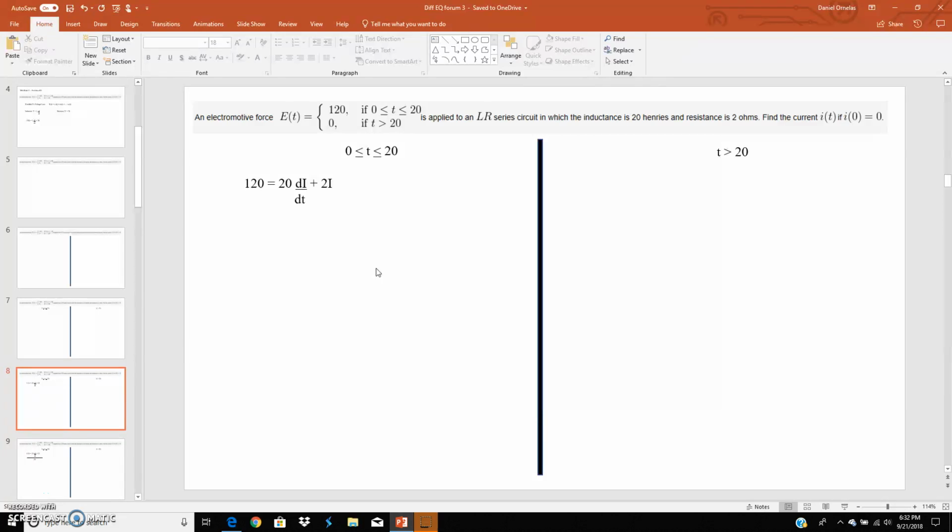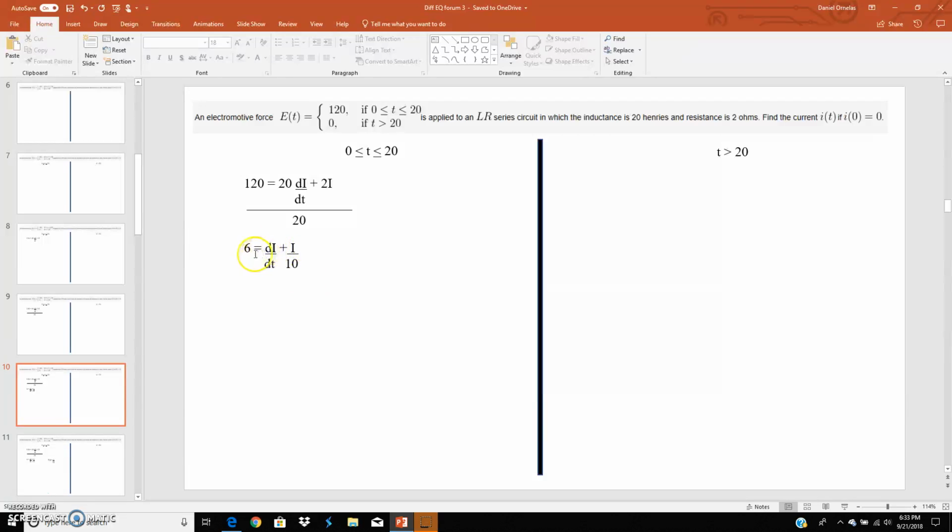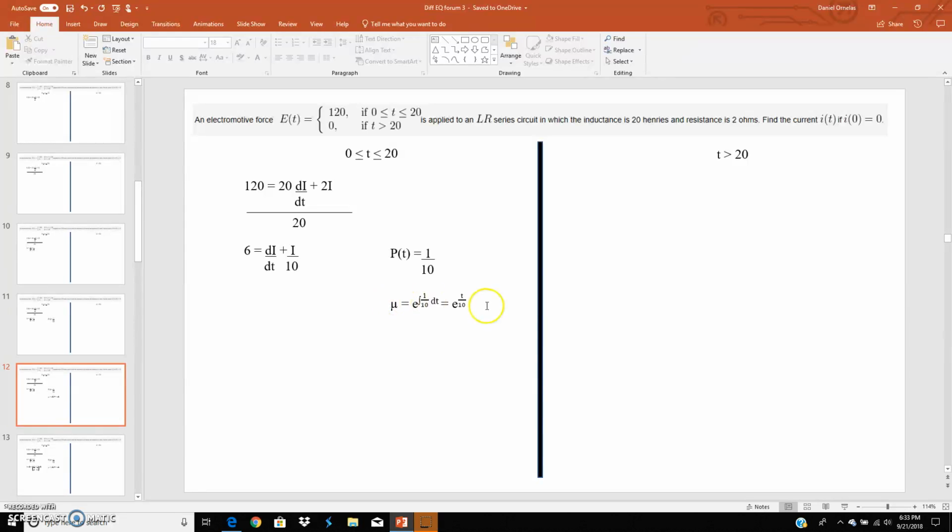Now, we plug in our 120 right here for our E of t, because we're between 0 and 20 for t. Divide by 20 to get an equation we recognize a little better, the di dt all alone, and the independent variable right here multiplied by a coefficient. Alrighty, so we know that our P of t is the coefficient, which is 1 over 10. We find our integrating factor here, and that would be e to the integral of our P of t dt, which is e to the t over 10.